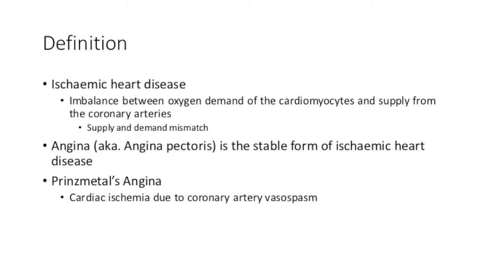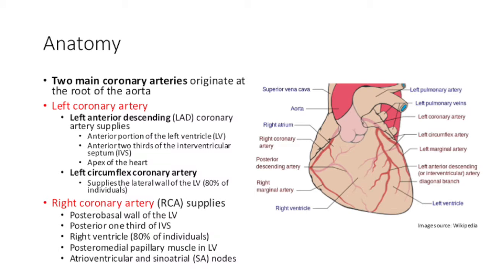Angina, also known as angina pectoris, is the stable form of ischemic heart disease. There's another angina variant called Prinzmetal angina, and that's cardiac ischemia due to coronary artery spasm. Before we talk about the pathology and the pathogenesis, let's cover a bit of basic anatomy.